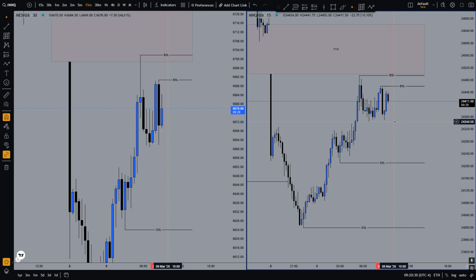But it's all about what step does the market take first? What move? Where does the market put its pawn? Where does the market put its chess piece? And then you react off of that.